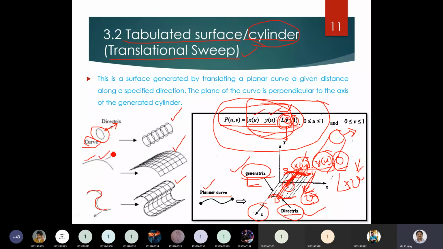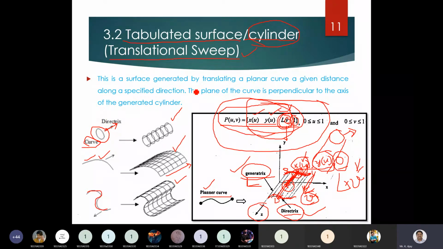Similarly, here you are taking a generatrix, let us say a straight line, and sweeping along a straight line, considering another direction as a directrix. By taking a different directrix, I can get another type of surface. All these varieties of surface I can get by using this technique, the tabulated surface. Okay, so that is how you can play with this.